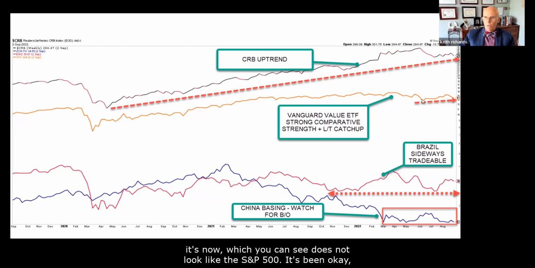Whether it's now, which you can see does not look like the S&P 500. It's been okay. It fell, but then it's been kind of basing. So this is the Vanguard Value ETF. So we like value stocks going forward, not just during the bear phase of the market, because they've been relative outperformers, and we think they've got a lot of catch up to do.